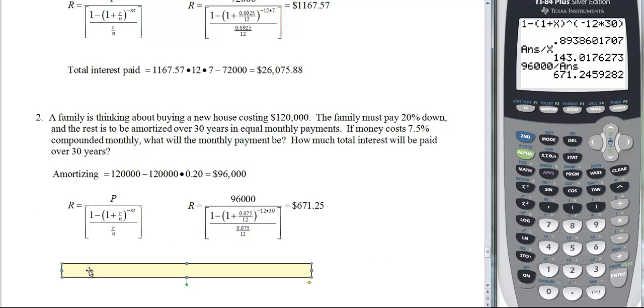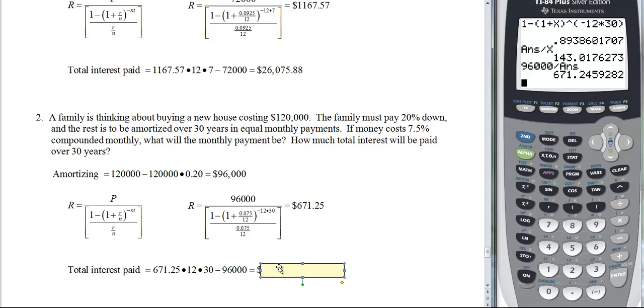So, total interest paid. Let's go find out how much we're going to be paying in all. If you do that, times 12, because we have to pay every month for 30 years, and subtract the original amount that we borrowed, you're going to have to pay back that much in interest, which is a heck of a lot more than what you borrowed. But that's how this thing works.